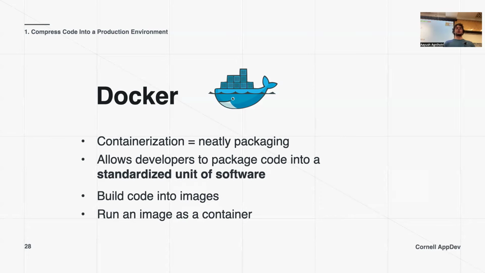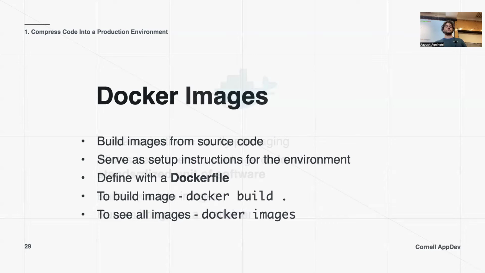With Docker, you build code into something called images or Docker images, and then you run a Docker image as a container, and we'll explain those two terms a bit later. For Docker images, you build images from your source code. So you have your app.py and db.py. When you build an image, what you're basically doing is building a blueprint for your code. The Docker image is like a blueprint for your code.